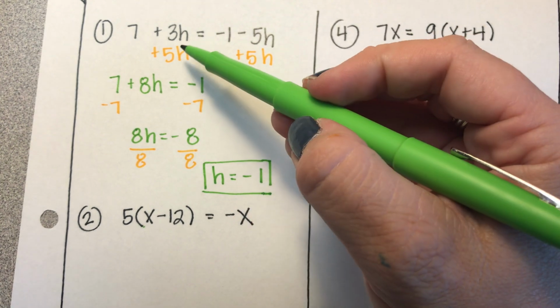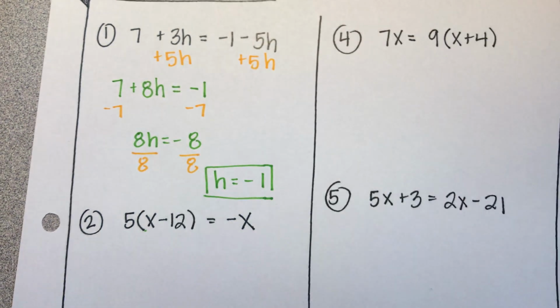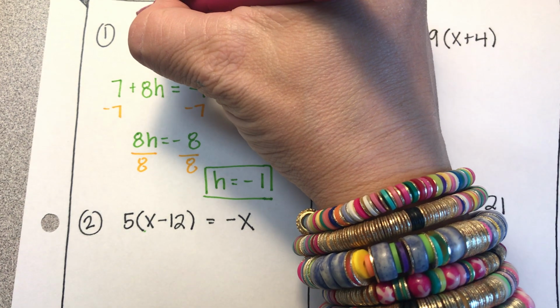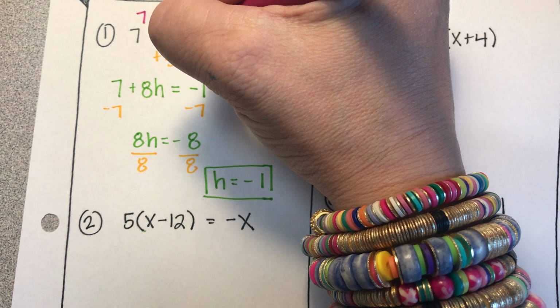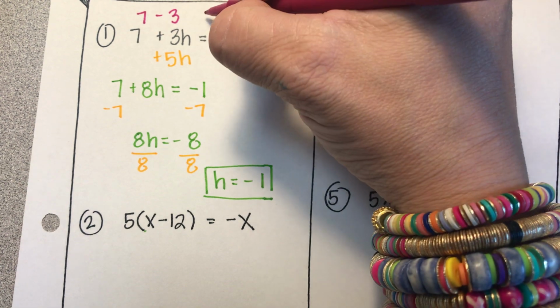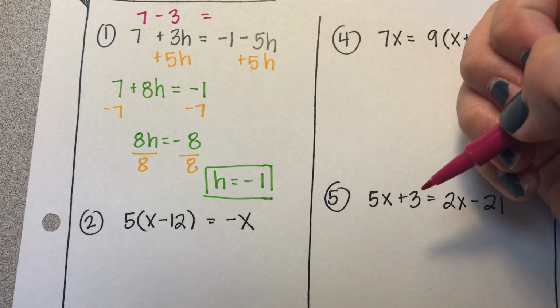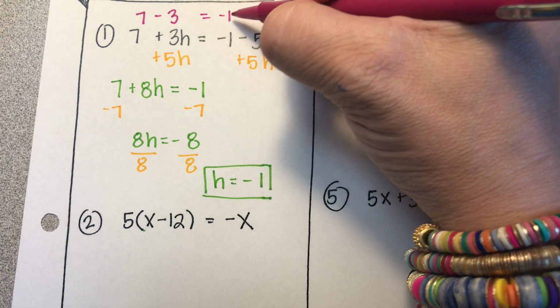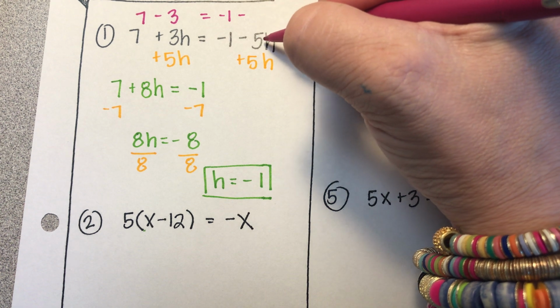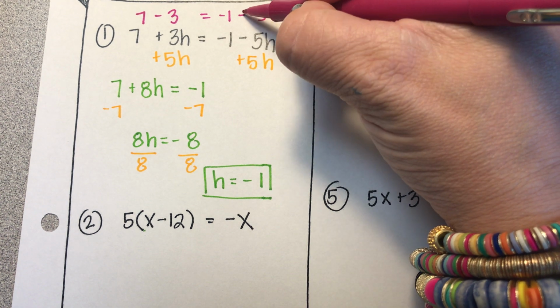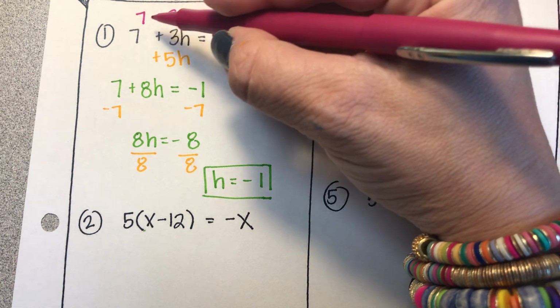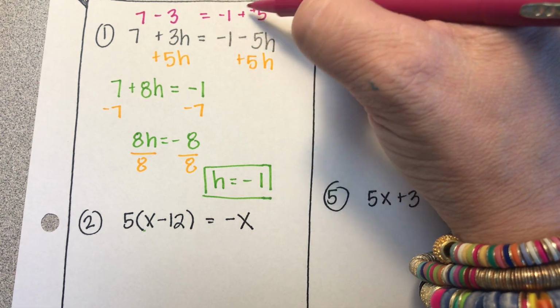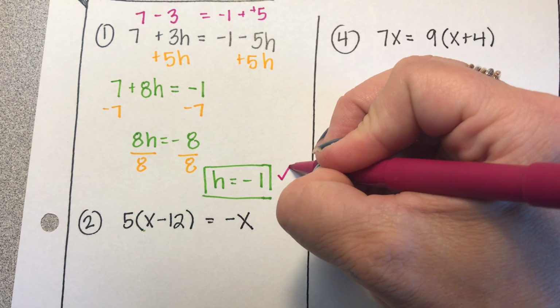Okay, and let's see what happens if I plug it in. That would give me, I'll use this pink color, 7 plus negative 3, so minus 3, right? So what is that? That's 4. Negative 1 minus 5 times negative 1 is negative 5. So 7 minus 3 is 4. Negative 1 plus 5 is 4. So I know I got it right.